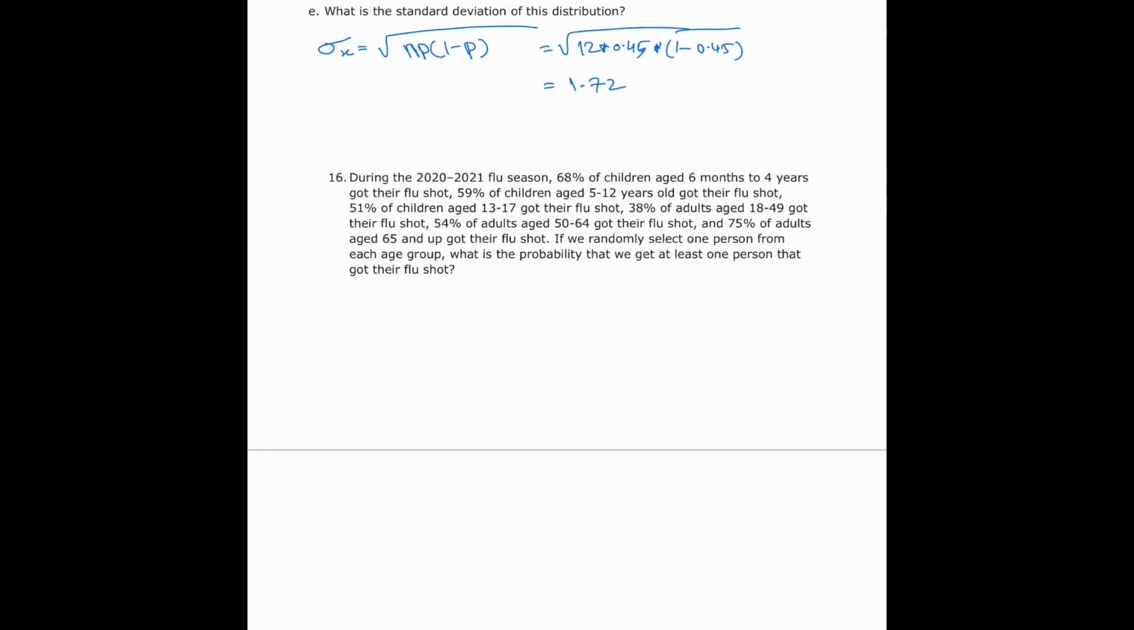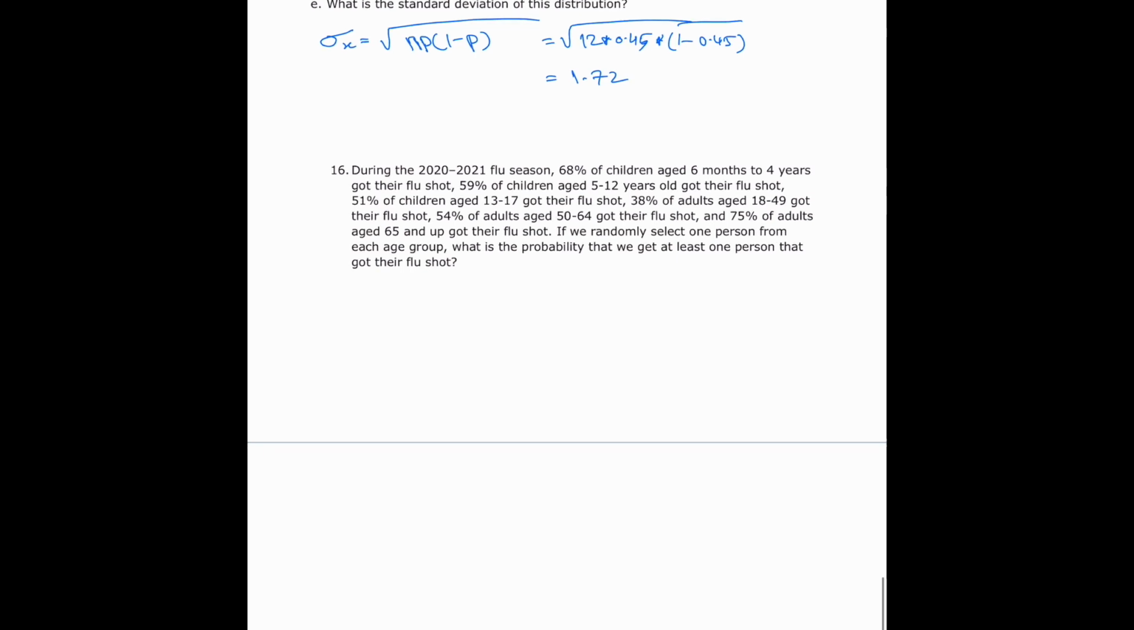If you randomly select one person from each age group, what is the probability that we get at least one person that got their flu shot? So in order to find the probability that we got at least one person who got their flu shot, we'll calculate the complementary probability of getting 0 people who got their flu shot in each age group and then multiply them together. So when you have "at least" in a specific setting like this one, it is best to use the complement event instead.